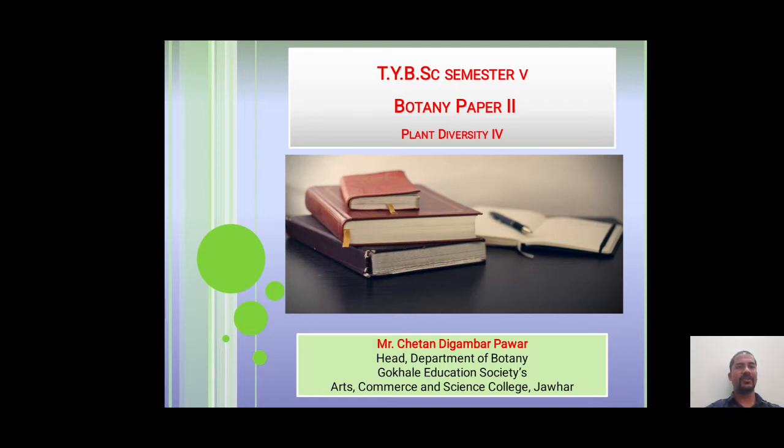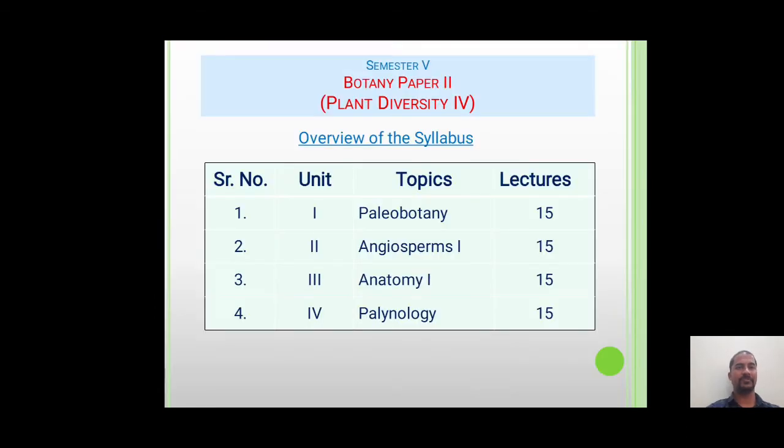Today, we are going to see the overview of the Botany Paper 2 of the TYBSc Semester 5. The title of the paper is Plant Diversity 4. First of all, we will see the units that are included in this paper.